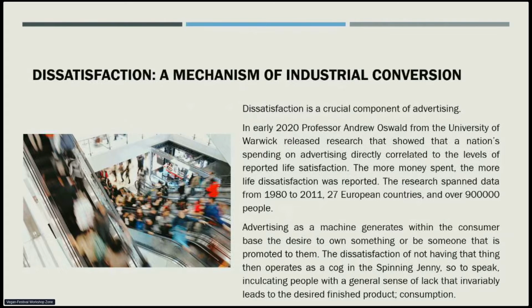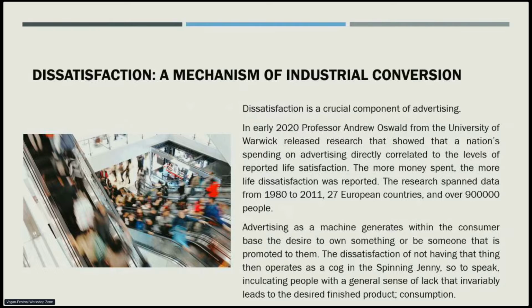And in early 2020, Professor Andrew Oswald from the University of Warwick released research that showed a direct correlation between increased levels of spending on advertising and a nation's decrease in life satisfaction. The more money spent, the more life dissatisfaction was reported, and it spanned data from 1980 to 2011, 27 European countries and nearly 1 million people. So it was pretty conclusive.